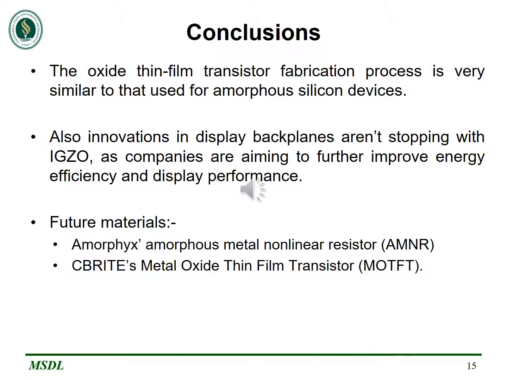Also, we want to keep an eye on the innovations in display back panels, which aren't going to stop with IGZO, as companies are already investing in the next wave, aiming to further improve energy efficiency and display performance. Two examples worth keeping an eye on are the amorphous metal nonlinear resistor, that is AMNR, and CBRITE. So there will be future innovations too, which will help us get better, brighter, and good displays.